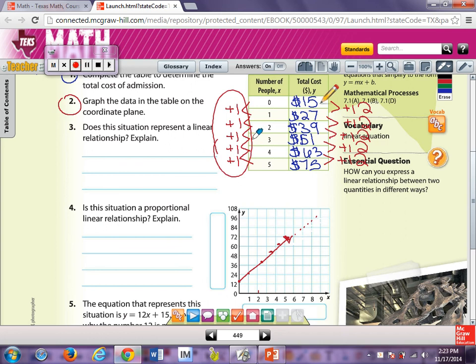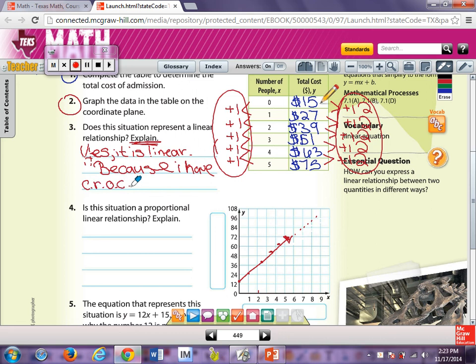Because this is constant and because this is constant, then I know for sure that I do have a linear relationship. So I would say yes. Oops, my pen's not working like always. Yes, it is linear. And I have to explain. This is the most important part. Because I have constant rates of change in both the x and the y columns. I'll put the abbreviation CROC, constant rate of change.